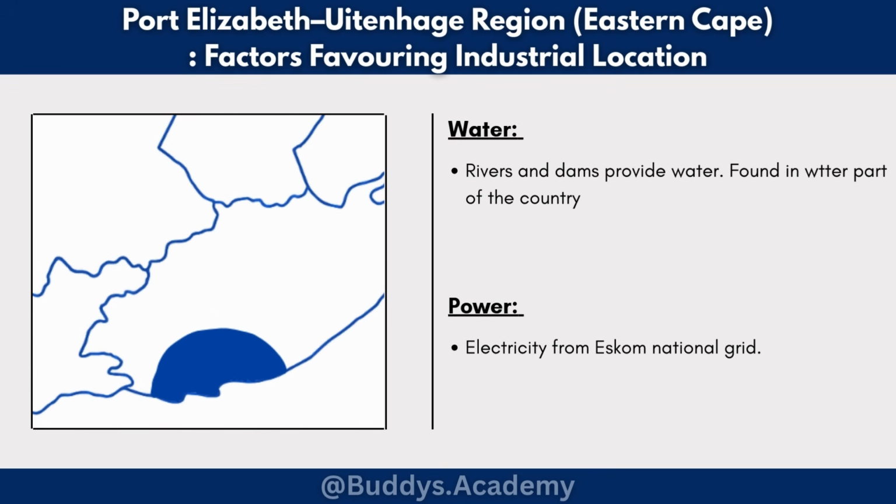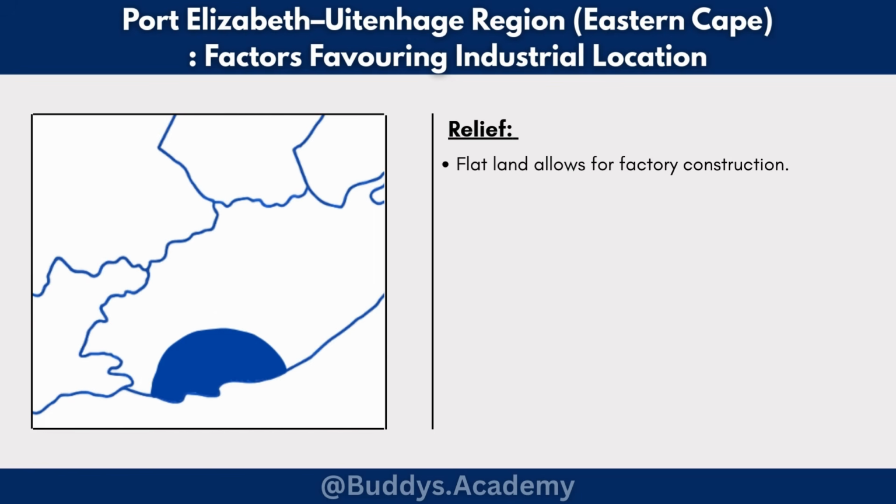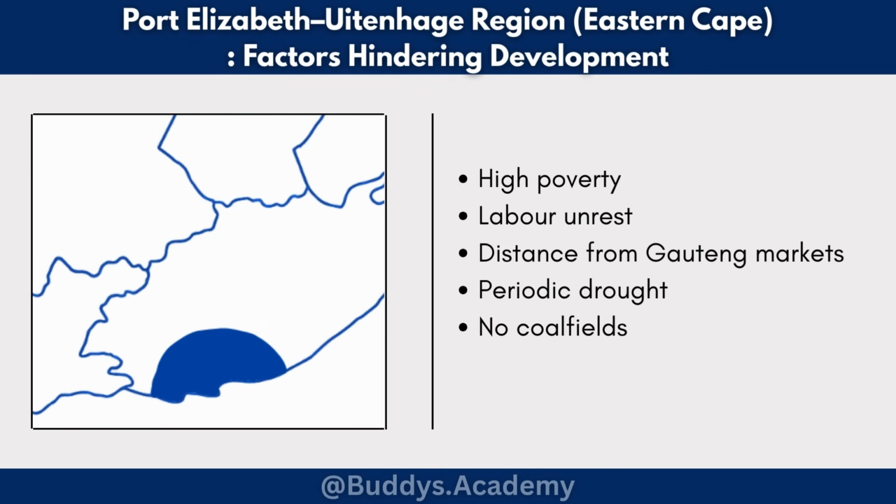In terms of water, your rivers and dams are going to provide the water, and this location is going to be found in the wetter part of the country. In terms of power, again, it's going to receive electricity from the Eskom grid. And in terms of relief, it will have flat land, which obviously will allow for factory construction. Now, when we're looking at your factors that are going to hinder development, we're looking at your high poverty, your labor unrest, and your distance from Gauteng markets.